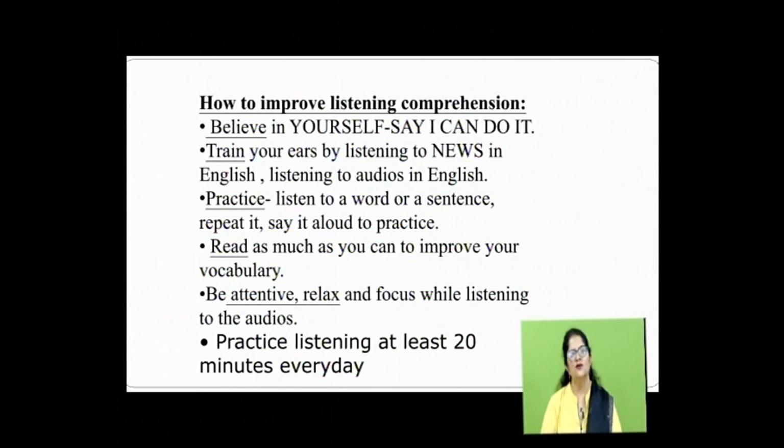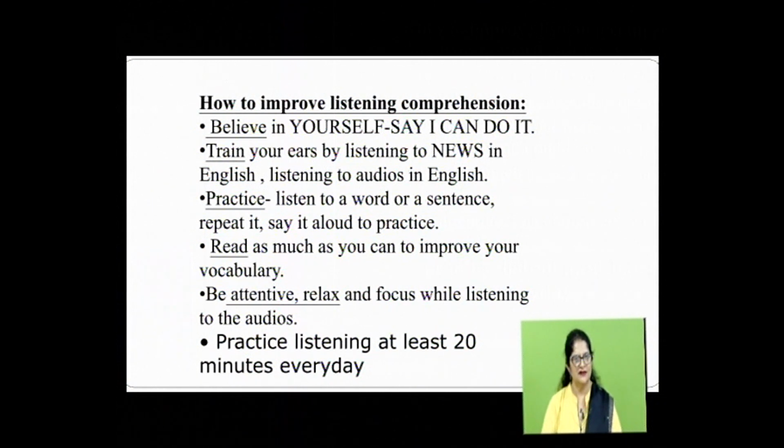Watching good English movies will improve your listening skill as well as your reading skill. Here I would advise you to watch those movies which are recommended by your teachers and which have subtitles also, because that way you will be able to read as well as listen and understand the pronunciation also. Practice, practice and practice. This is the mantra for every kind of examination.